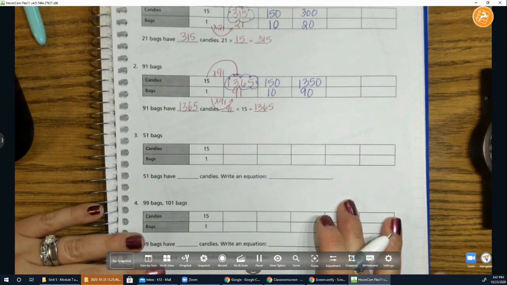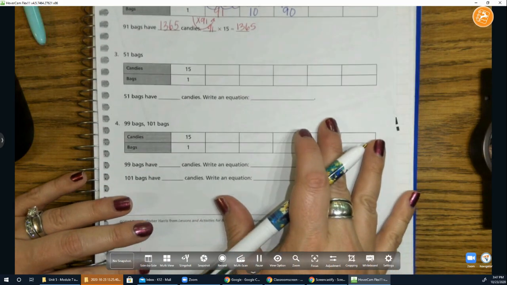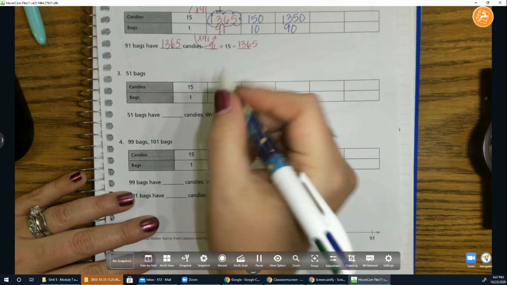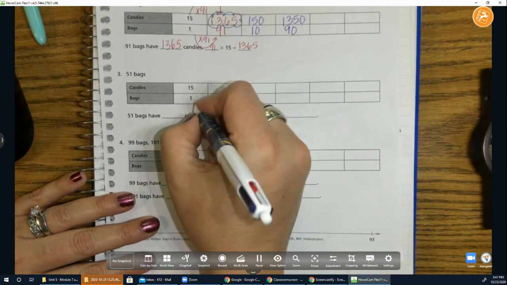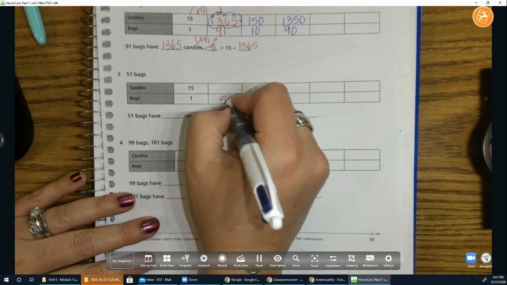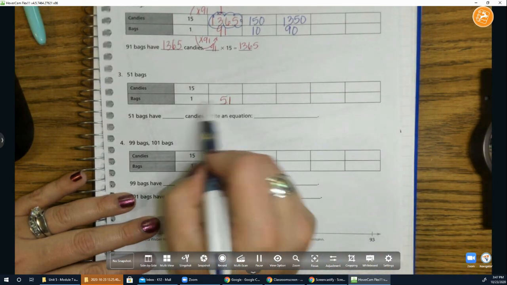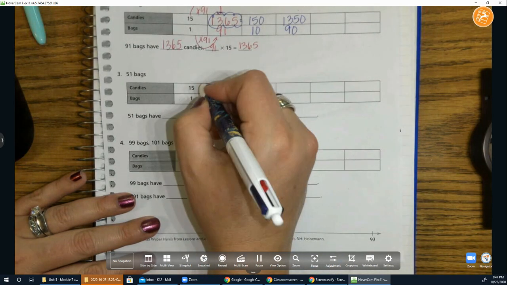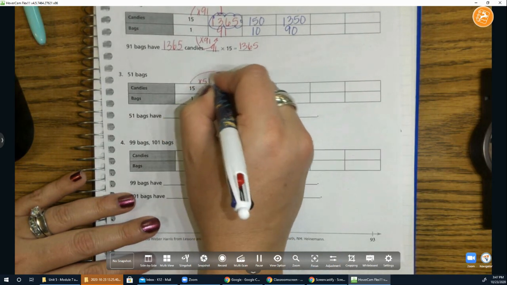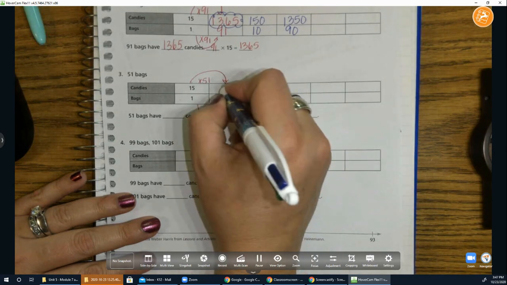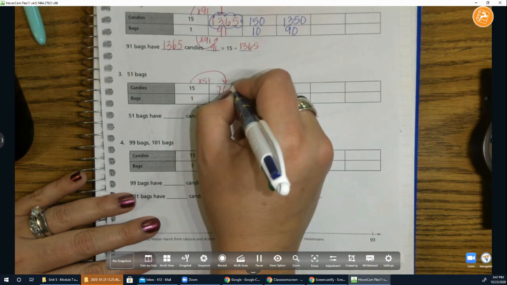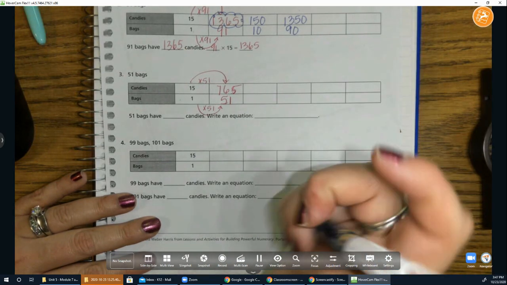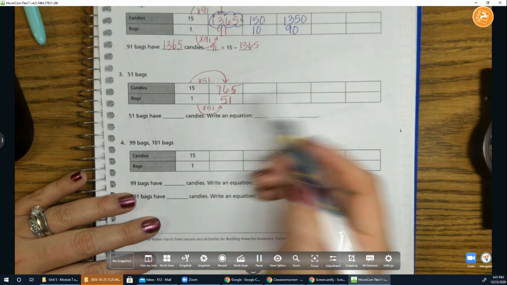Okay, let's go down to 51 bags. Lots of people did the same way as they did up here, which is they just multiplied. You need to get to 51 bags, so 51 went with the bags down here, so I times that by 51. And I times 15 by 51, and I got 765. 765 pieces of candy.